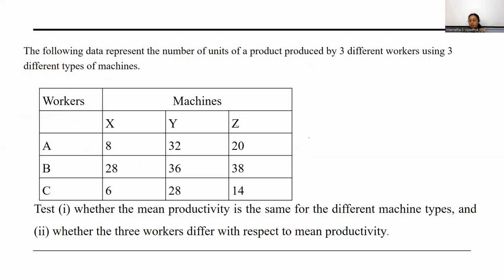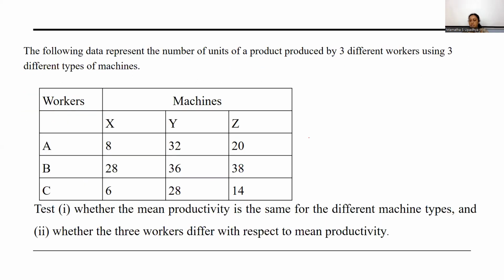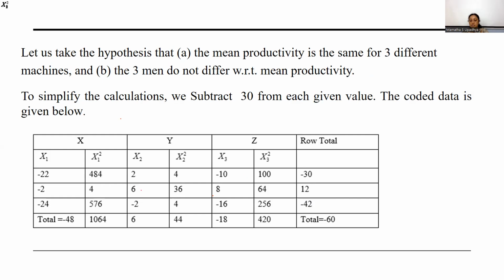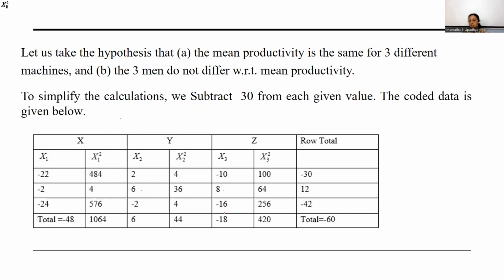Similarly, for the Z machine's data, I have subtracted 30. So 20 minus 30, I'll be getting minus 10. 38 minus 30, I'll be getting 8. And then 14 minus 30, I'll be getting minus 16.